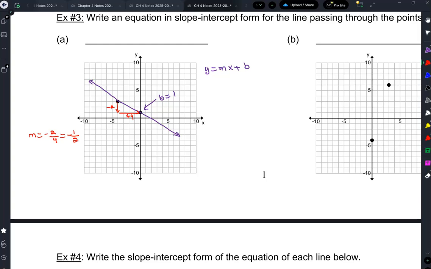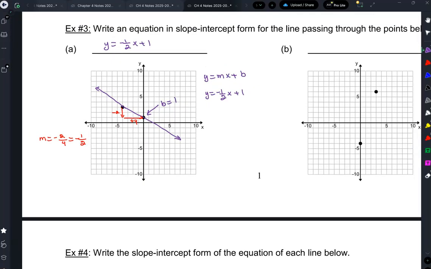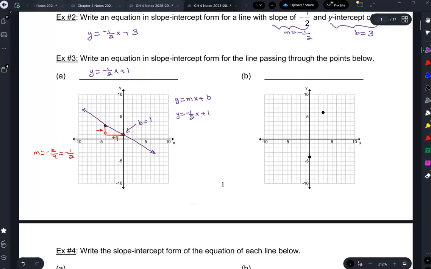Now I put it all in. Y equals, what's m? -1 over 2. X plus b is 1. So this is y equals -1 over 2x plus 1. Okay, question. Morgan, did you have a question? Remember from the last chapter, always start with the left point and go to the right point, just like we did in the last chapter.